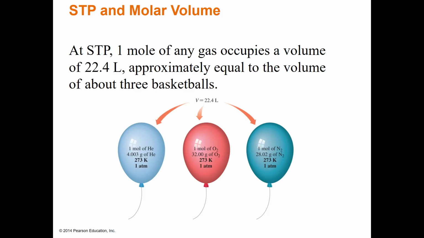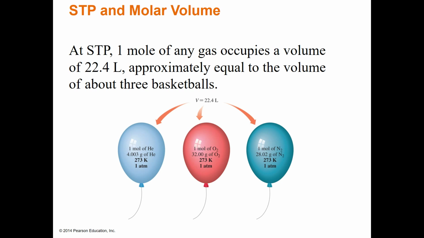What does this tell you? Temperature and pressure conditions are all the same, and 1 mole of any gas is occupying a volume of 22.4 liters under those conditions. This is telling you that the volume is dependent on what? What's common among these 3 balloons? The 1 mole, and 1 mole means 6.02 times 10 to the 23 particles. So the volume is directly related to the number of particles, and not on the size of the particle, or on what kind of particle you have.